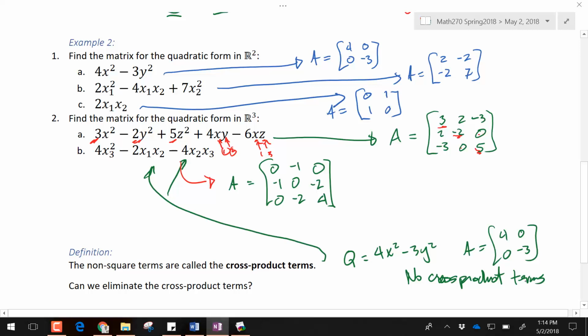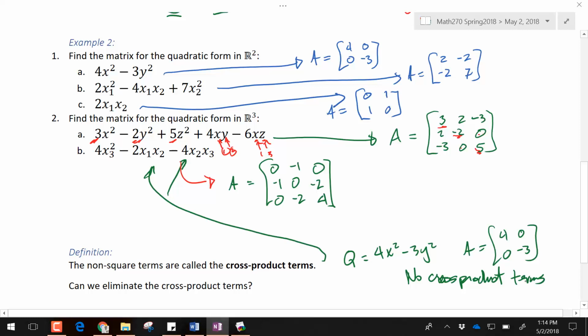Yeah, so this thing only has diagonals, which is going to play an important part for what we're doing. And so the question is, is there any way we can write our quadratic form with some sort of transformation so that we don't have any cross product terms? So yeah, the thing to do is probably to diagonalize it.